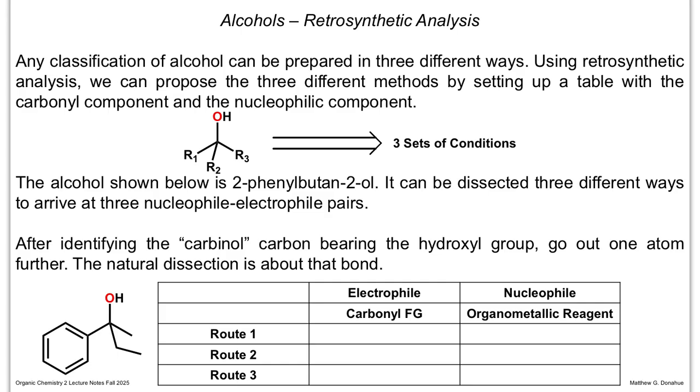In terms of a strategy, how can we make this thing? There's 3 ways of making it. So we can do these different dissections where we end up with different carbonyl groups, different organometallics. And so on the next slide, what we'll do is look at this. What are the 3 ways we can get back to starting materials of making that?